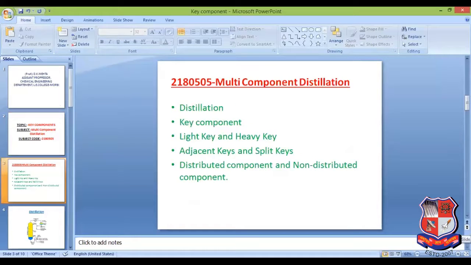So we will discuss first of all about distillation. We just have a brief recap. Then we will discuss key components. Then we discuss 2 types of key component: light key and heavy key. And we discuss adjacent keys and split keys. And then finally we discuss distributed component and non-distributed component.